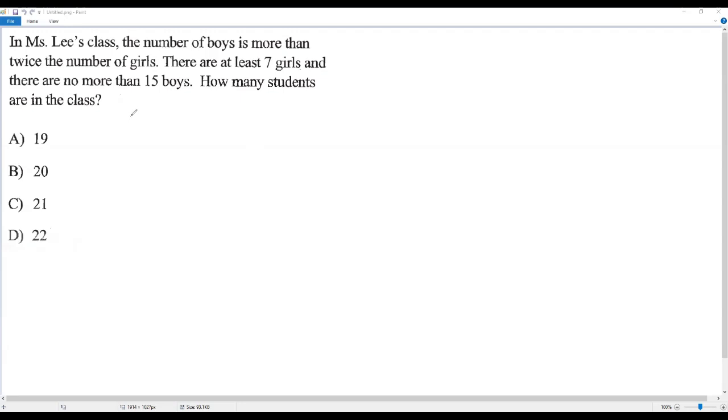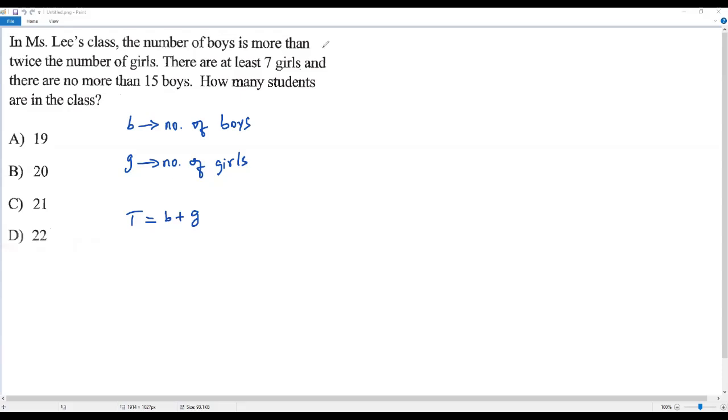Okay, so let me assume B as the number of boys in the class. Let me write over here. And also let G be the number of girls in the class. The number of students is given by T, that is the total number of students in the class, equals the number of boys B plus the number of girls G. We have to find the values of B and G, and add them to get the number of students in the class.